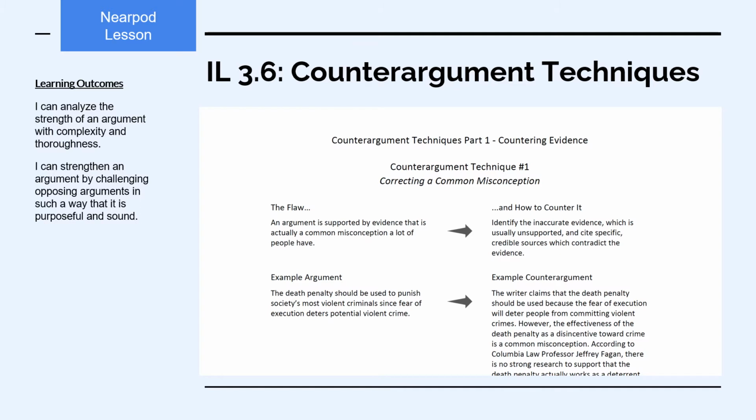Today's exercises will walk you through a series of 10 different counterargument techniques. And this is what each technique looks like. This is how you're introduced to each one. At the top of the page, you'll see the part of the exercise that you're working on. You'll begin with part 1, which is all about techniques used to counter evidence. And then part 2 is techniques used to counter assumptions. Beneath that on the page, you'll see the number of the technique. This is technique number 1 and its name, correcting a common misconception.